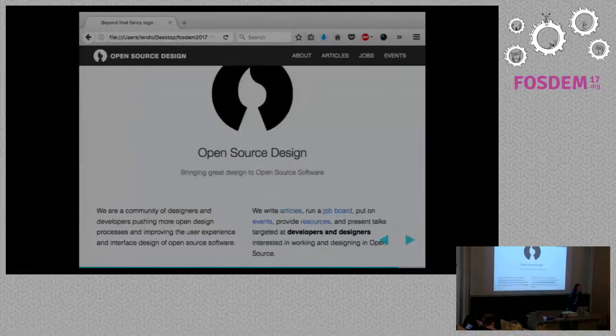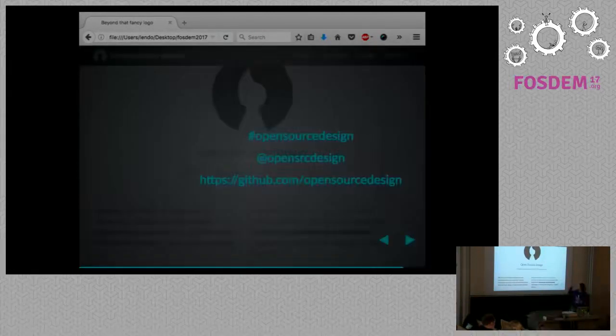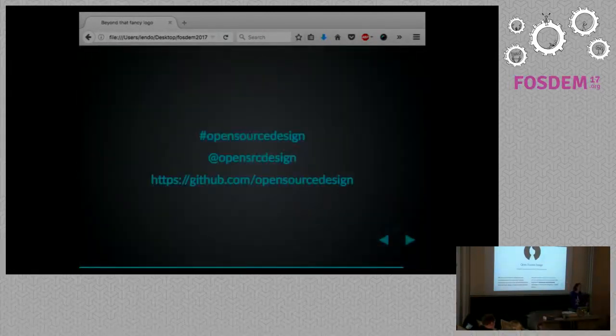Now, we know that building software from a user-centered perspective is very, very difficult. Heck, I do that for a living. It's bloody hard. But projects don't need to do it alone. That's what the Open Source Design Initiative is for. We are willing to help.